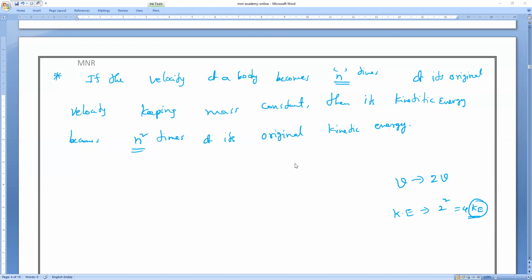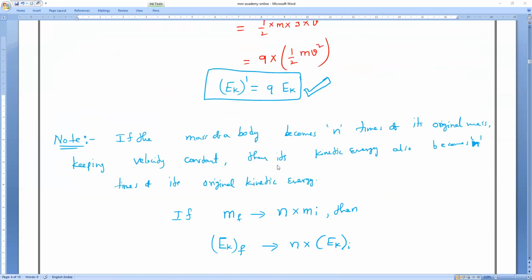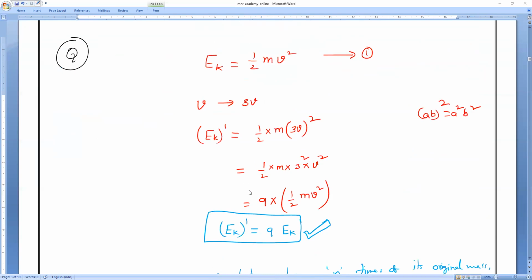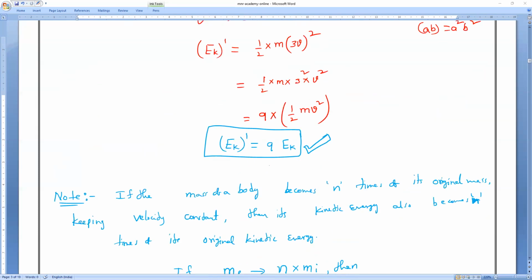I don't understand. What, girl? Now here, what happened? Velocity increases 3 times. Now, what is the kinetic energy? 3 square. 3 square means 9 times. 9 times of initial kinetic energy. That's all.